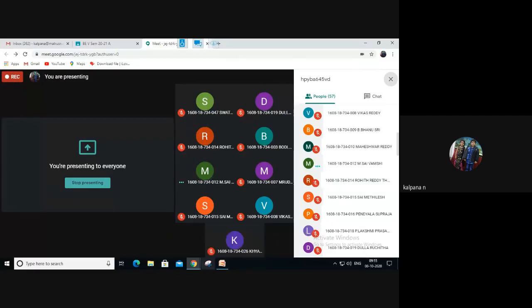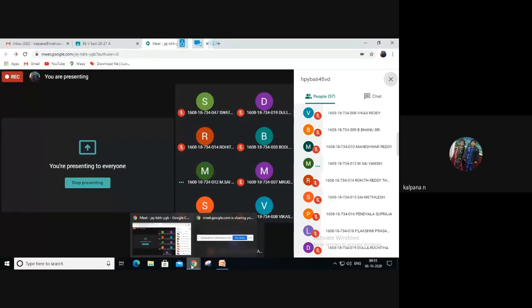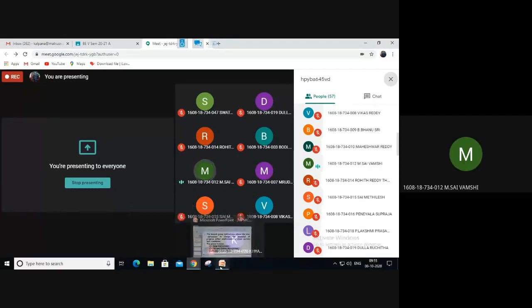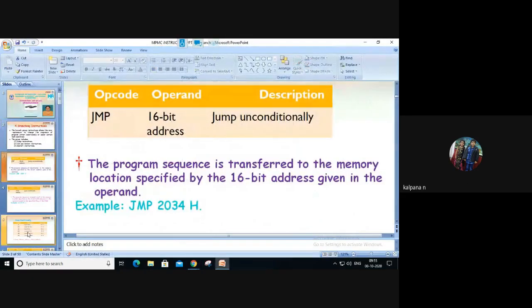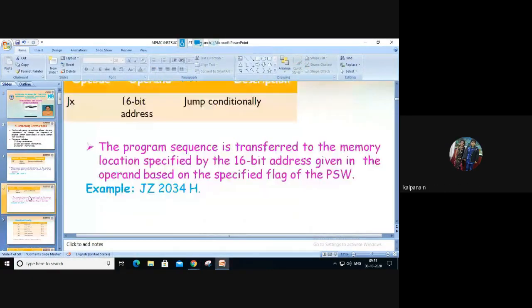Okay, Mithilesh, mute yourself. Vamshi, you tell me what is the difference between JMP instruction and JX instructions? This is JMP, right? And this is JX instructions. In place of X, we can write C, NC, Z, NZ, PE, PO, like that we can write.